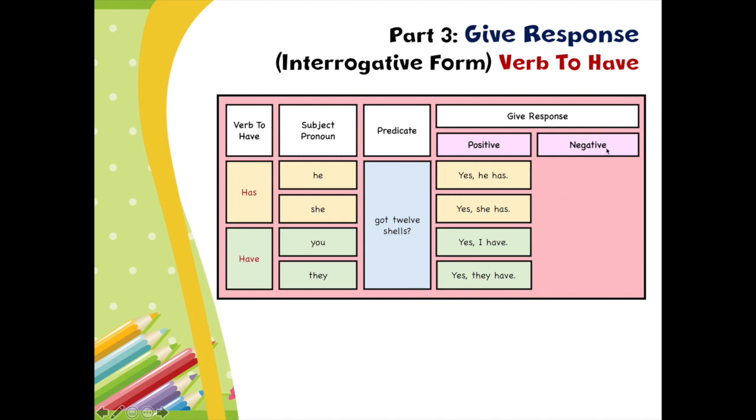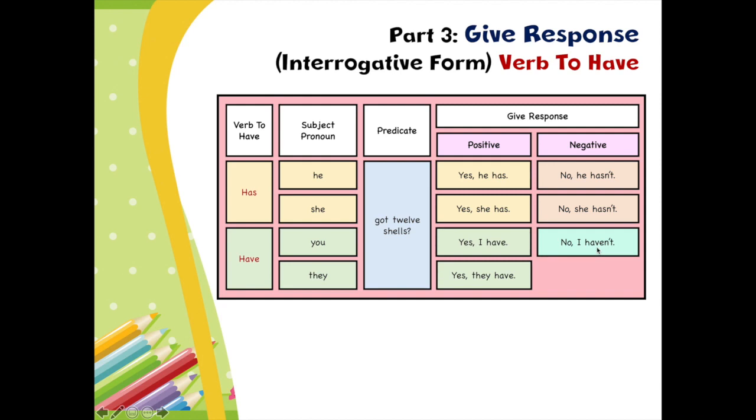And for negative, you have to use no. No, he hasn't for this one. Next one, no, she hasn't. For you, no, I haven't. And for they, no, they haven't. Okay, that's all for the topic of giving responses in the interrogative form of the verb to have.